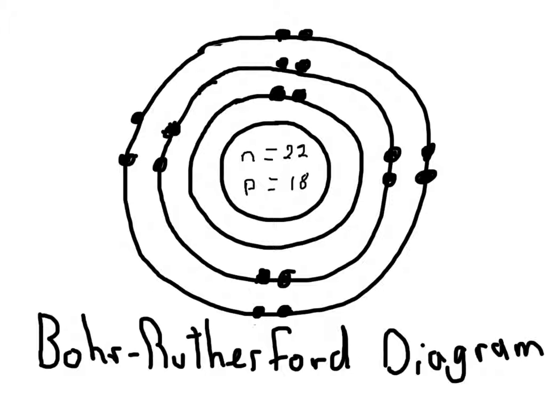An atom is made up of 3 different pieces called subatomic particles. The protons and the neutrons are located in the nucleus, while the electrons are orbiting around the nucleus.